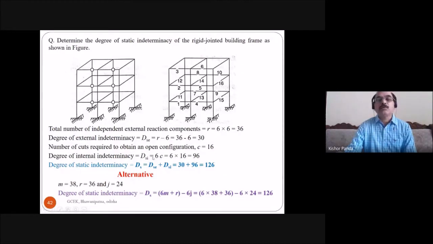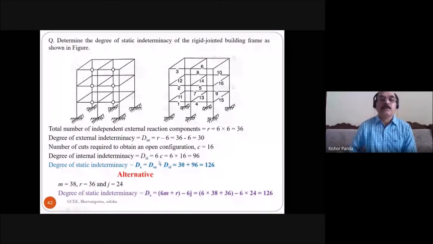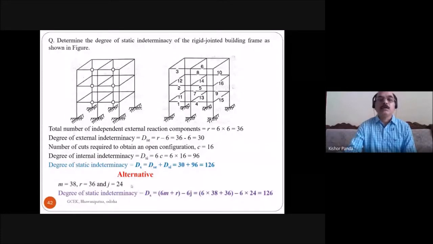Then you have to find the degree of internal static indeterminacy, DSI. DSI is equal to 6 into C. Why are you taking 6 here? Because in the case of a space frame, 6 forces are released at each cut. The number of cuts required to make it an open configuration, or a determinate structure, is C is equal to 16. So DSI is equal to 6 into 16, which is 96.